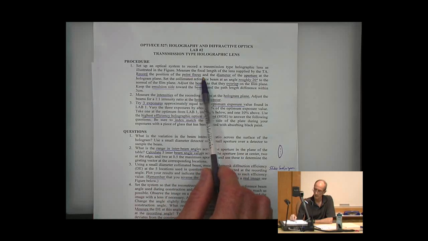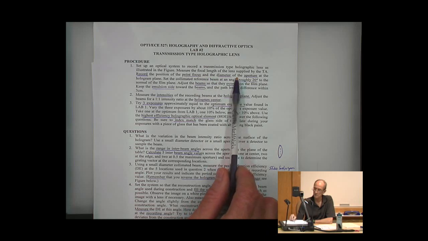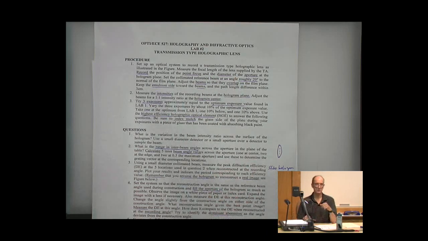Measure the focal length of the lens supplied by the TA. Does everyone know how to measure a focal length? Yeah, hold it under the light. You have a light above, you hold the lens, and you see how far away the image of that light source forms. In 2 seconds you can do that. It's a good qualifying exam question, or an interview question. Again, for focal length, the light comes in parallel and focuses to a point.